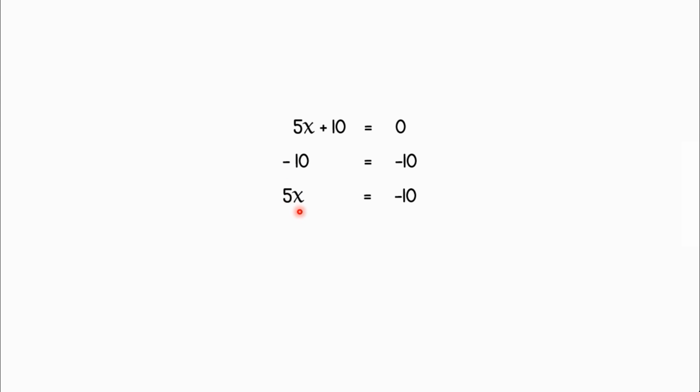Now we still need to get x alone. We know 5x is negative 10, but we need to know what x is. To do this, we divide both sides of the equation by 5. So we divide both sides by 5, which gives us 5x over 5 equals negative 10 over 5, which is x equals negative 2. Perfect. So here we can see we have an x which is negative 2.